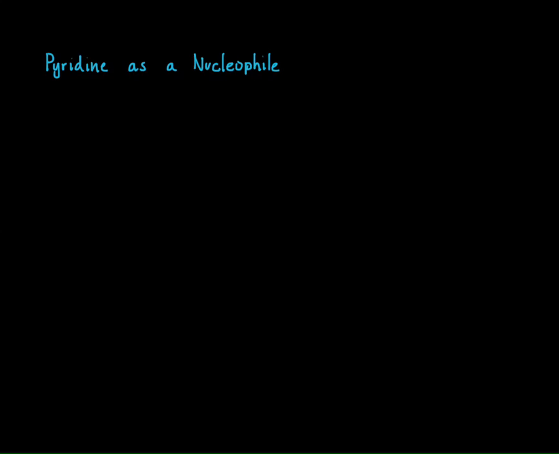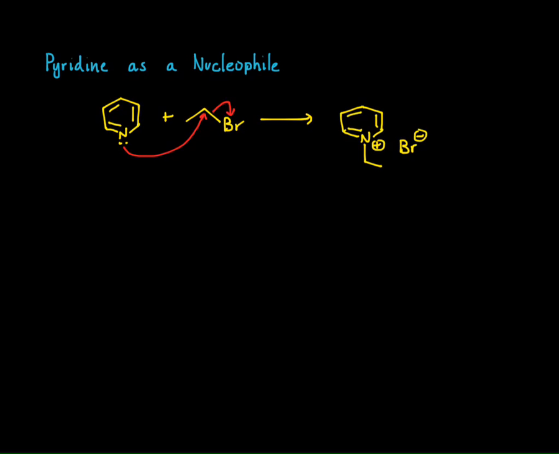Now, the last thing that I want to talk about in this video is how pyridine can behave as a nucleophile. We saw that it can behave as a base. It also can behave as a nucleophile as well. And so it will undergo nucleophilic substitution reactions. I can react pyridine with an alkyl halide. Here I have pyridine reacting with ethyl bromide. I get a substitution to occur, and the result is this.